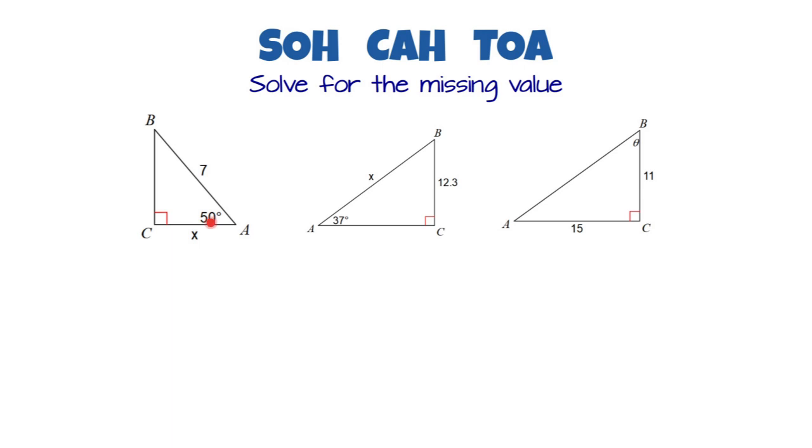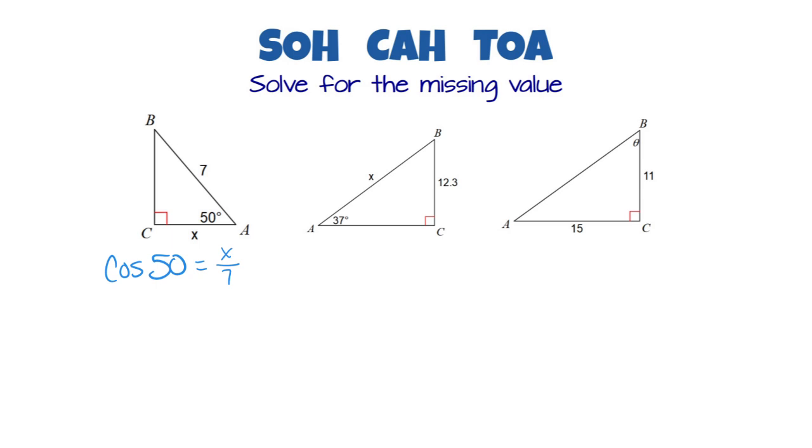All right, so they've given me this angle, 50 degrees. And they've given me the hypotenuse, and I'm looking for the adjacent. So when I look up here, I'm looking at cosine because it's the one that deals with hypotenuse and adjacent. So I'm going to do cosine of a 50-degree angle, and that is supposed to equal the adjacent, which is x, over 7, your hypotenuse.